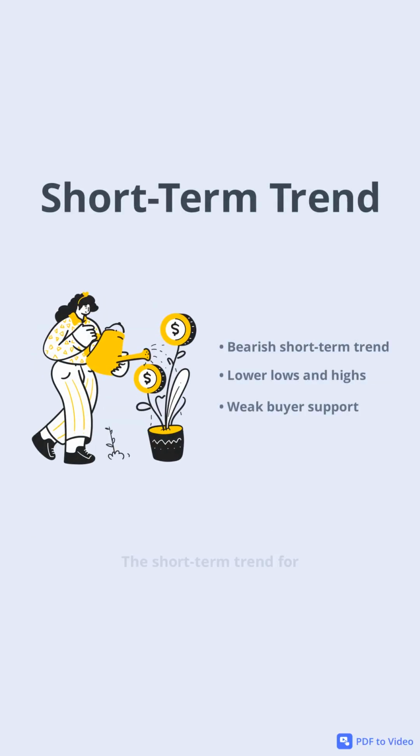The short-term trend for DVLT is decisively bearish. After the recent breakdown, the stock continues to make lower lows and lower highs, a classic sign of a downtrend. The inability to hold above $1 has further weakened sentiment, and unless buyers step in soon, the risk of further downside remains high. In this section, we'll highlight how the short-term trend is shaping up and what traders should watch for in the coming days.